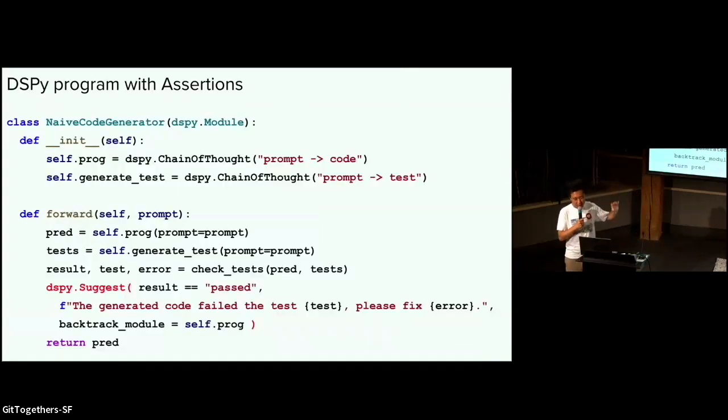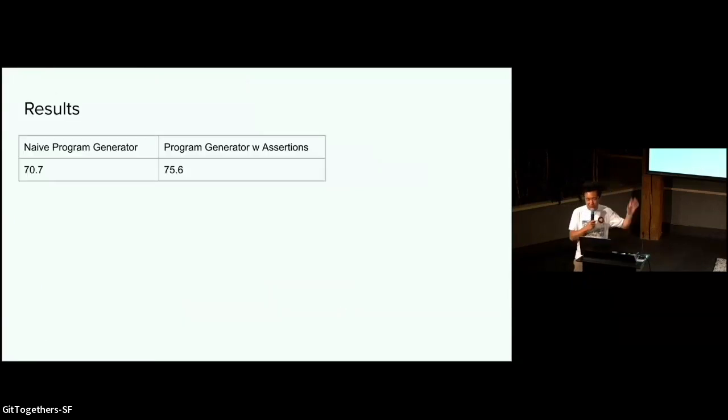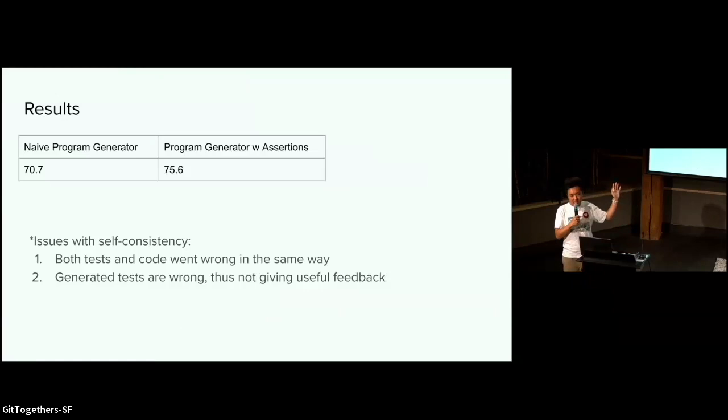And this is the DSPy program you could write. Essentially, you define another module called generate test in the init function, and then there's a helper function that checks whether the sample of the code passed the test. And then you can add a suggestion here. If it doesn't pass, we'll just say that the generated code failed the test, and then please fix whatever error you're seeing in the execution. And this improves HumanEval by 5% on GPT-3.5. It's not a huge increase compared to the previous example.